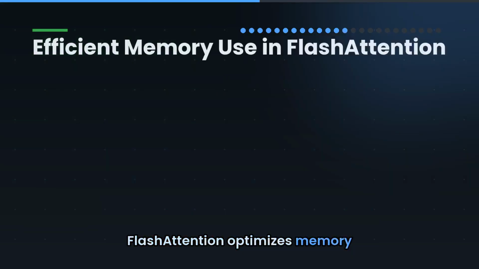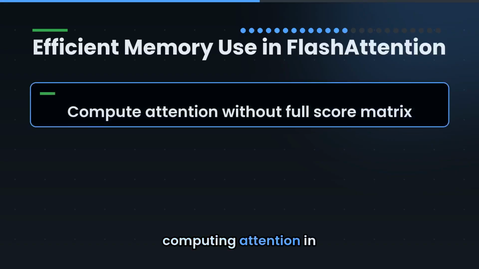FlashAttention optimizes memory use by avoiding the full n times n attention score matrix. This is achieved by computing attention in smaller SRAM blocks. Consequently, memory bandwidth demands decrease significantly, enabling faster processing.